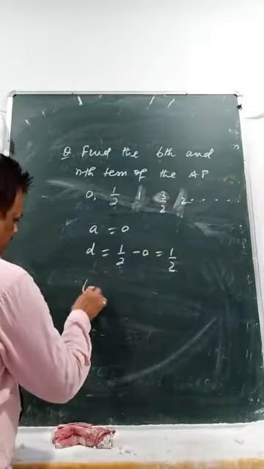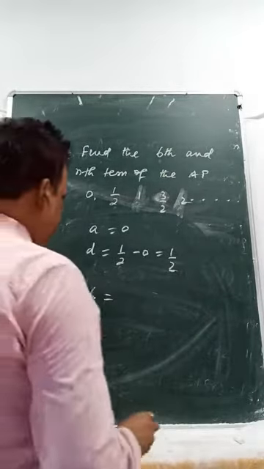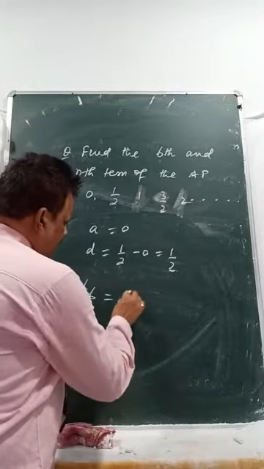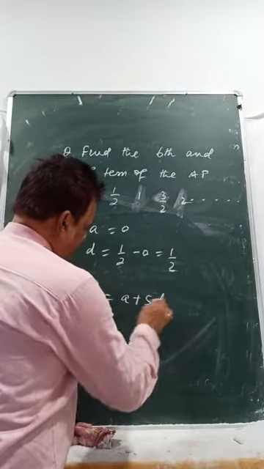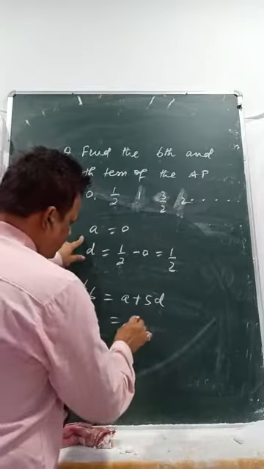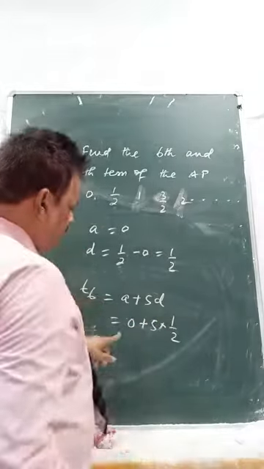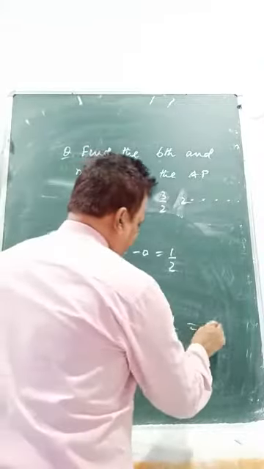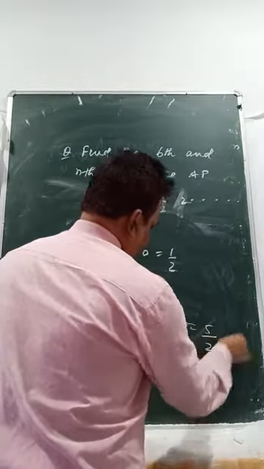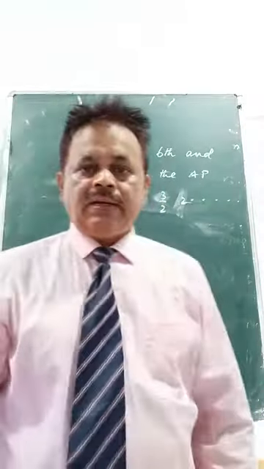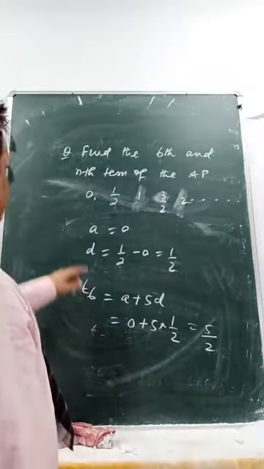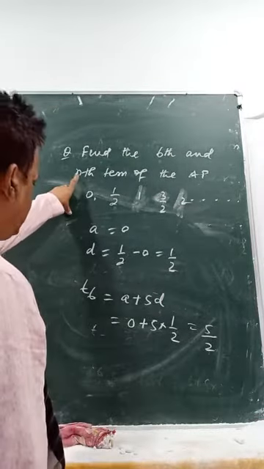Now you want to find 6th term. 6th means T6. T6 will be what? A plus 5D. A is 0 plus 5 into half. So 0 is 0, 5 half means 5 by 2. Okay, 5 by 2.